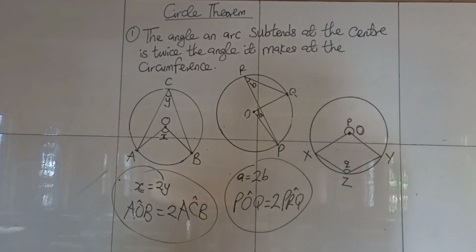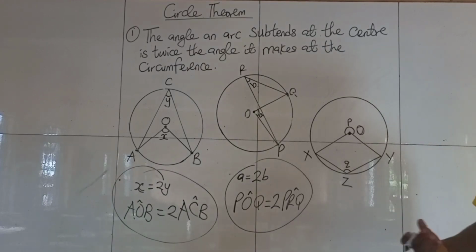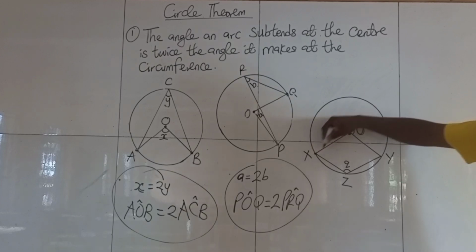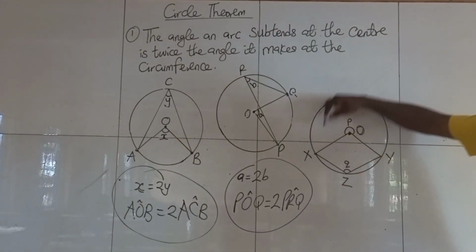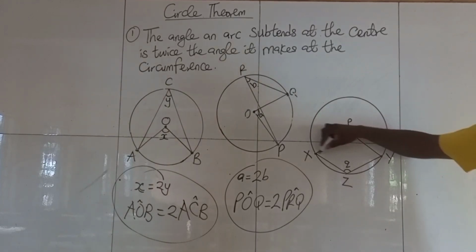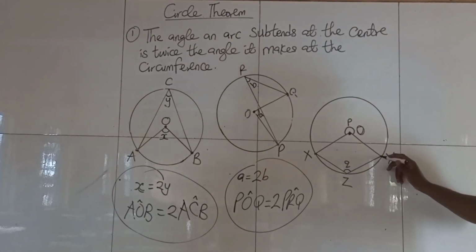Then finally, the same thing, diagram 3. I'm giving different illustrations so that you are conversant with each of them. So look at diagram 3. We have XY. From X to Y is still an arc, a major arc. Remember we talked about major and minor arc. So from X to Y is a major arc, which is still an arc.